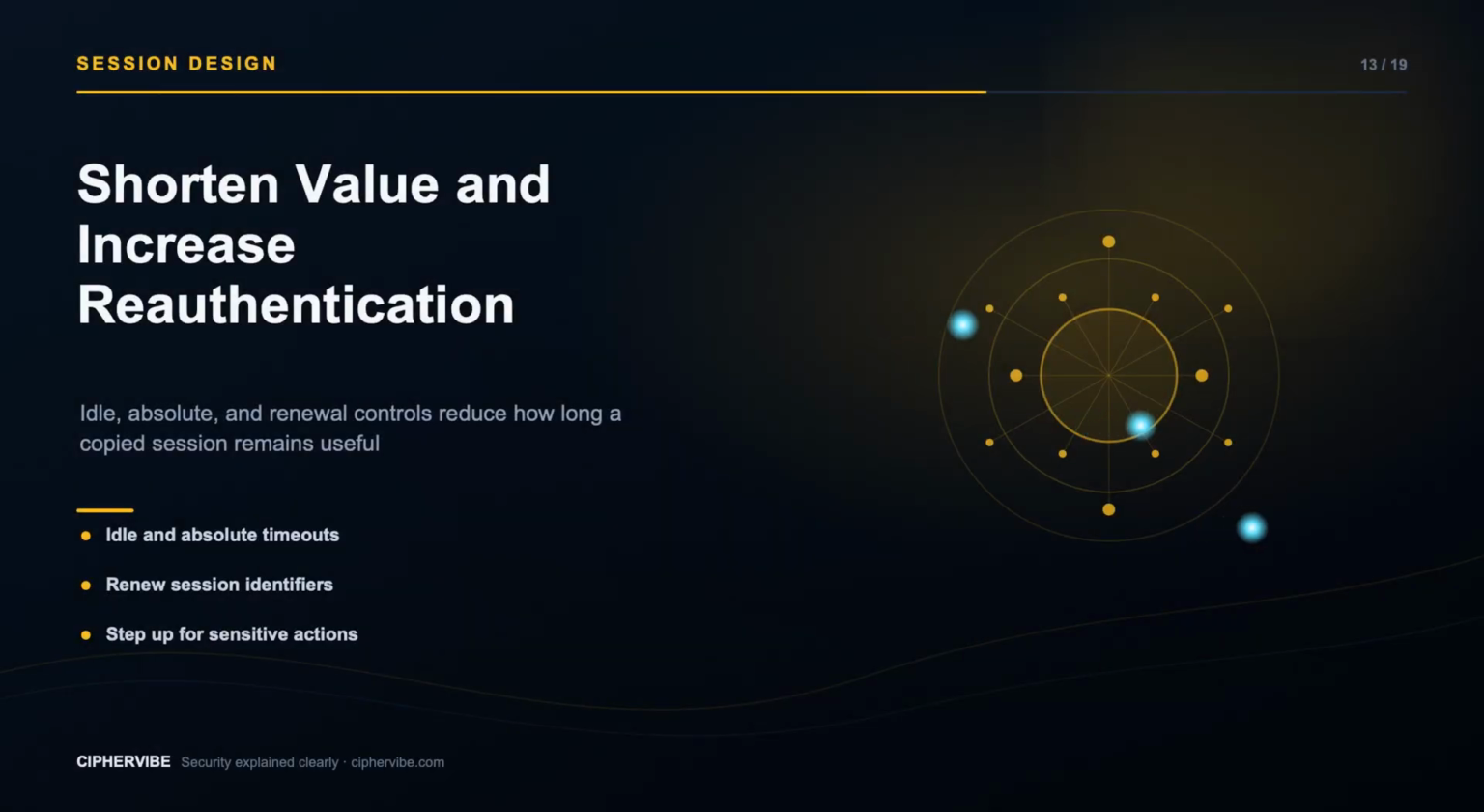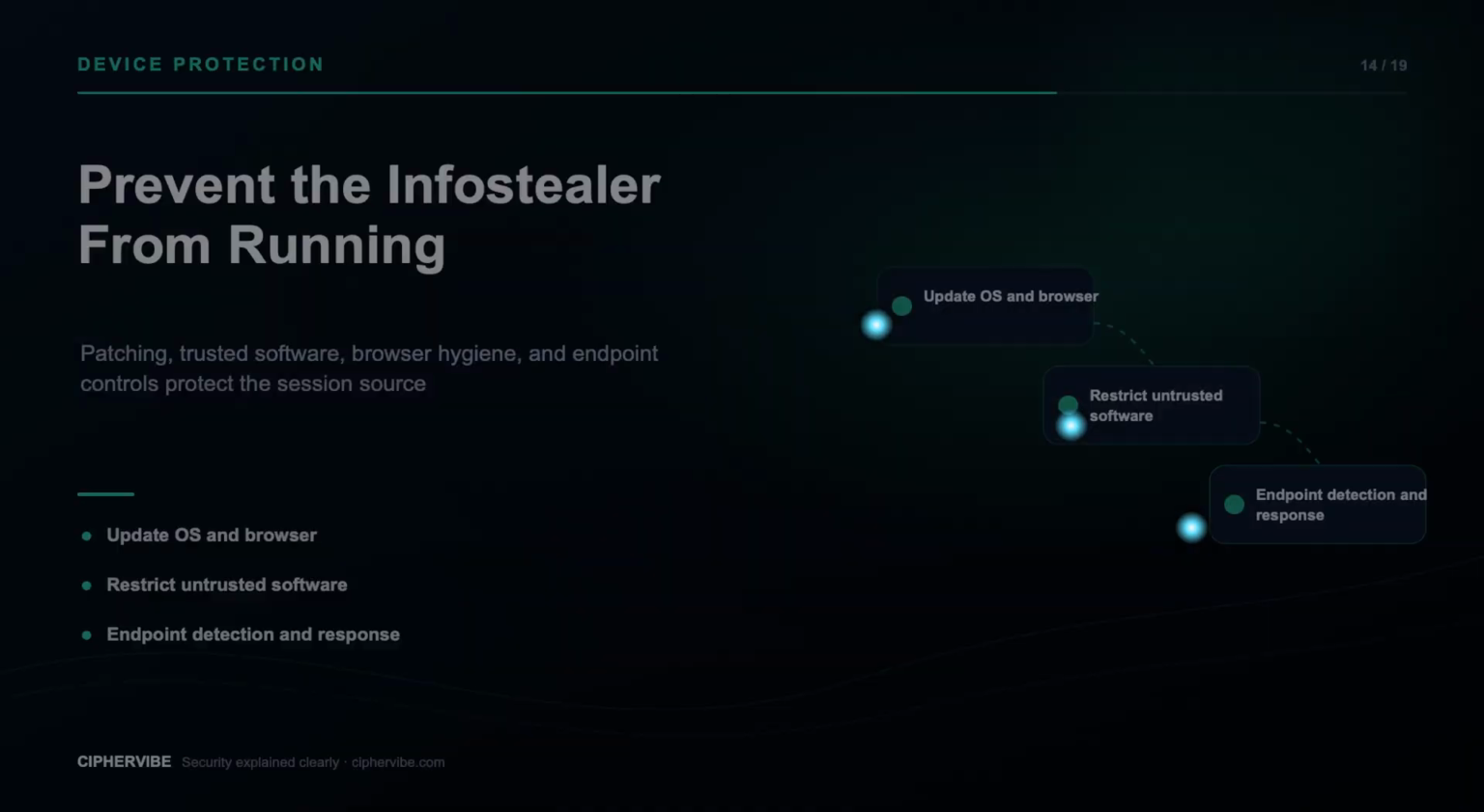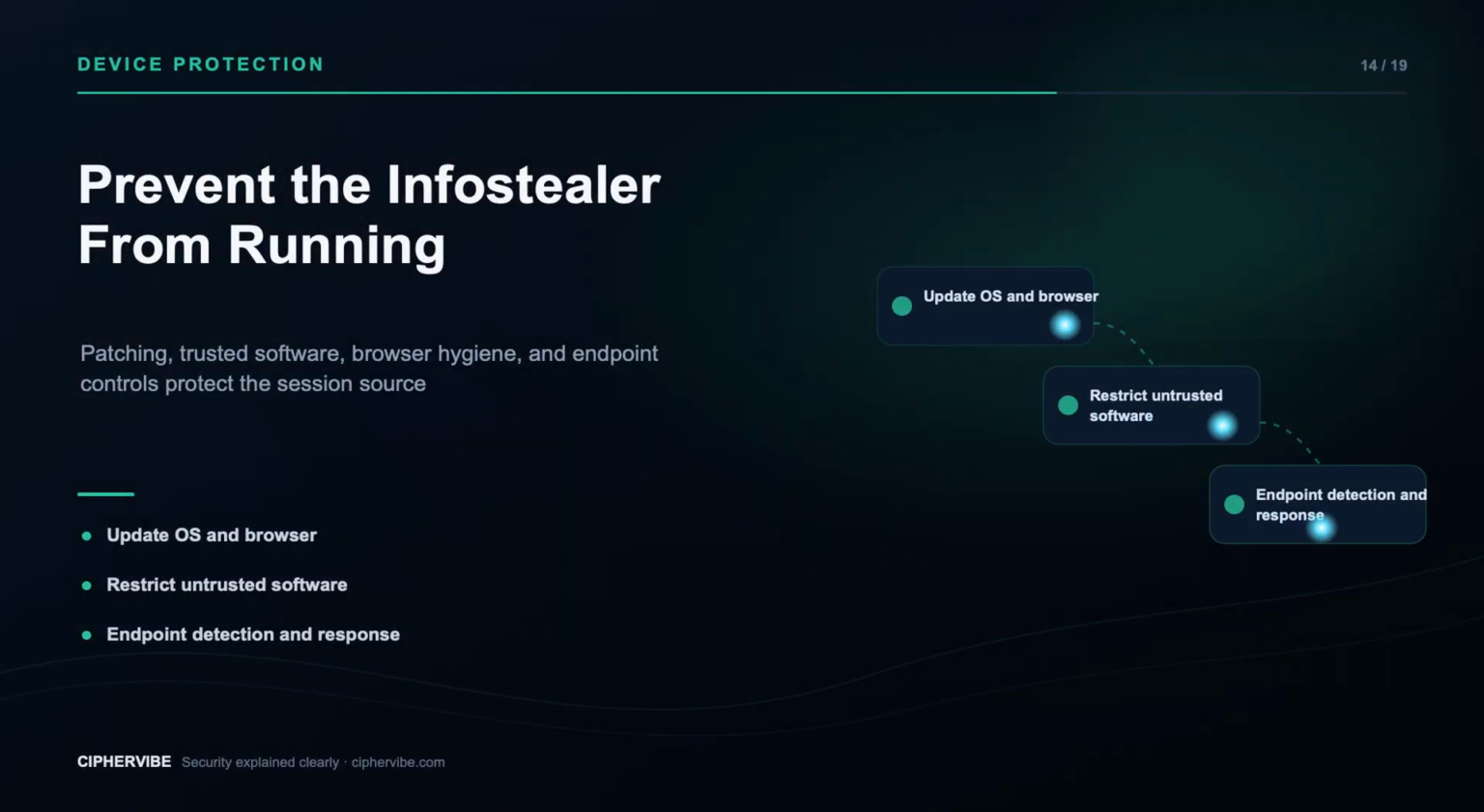Use server-enforced idle and absolute timeouts, renew session identifiers at meaningful transitions, and require recent strong authentication for sensitive actions. Shorter validity reduces the opportunity for misuse, while risk-based reauthentication can interrupt a copied session when context or behavior changes. The most direct defense is preventing endpoint compromise.